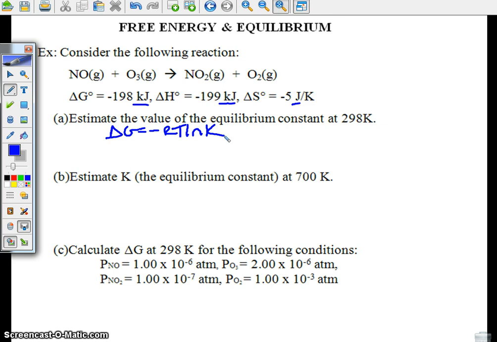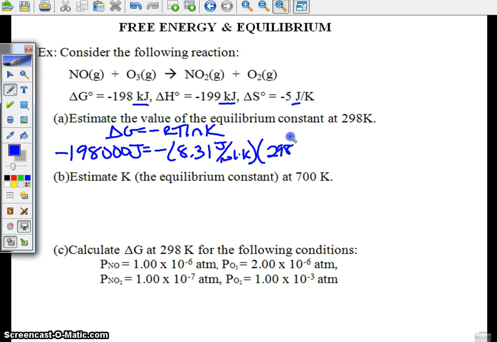So let's do it. Now, delta G, I've got negative 198 kilojoules. What's the unit of R? Joules. So I do need to put this all into joules. So I'm going to do negative 198,000 joules equals negative 8.31, temperature 298, ln K. Do y'all know how to solve that?